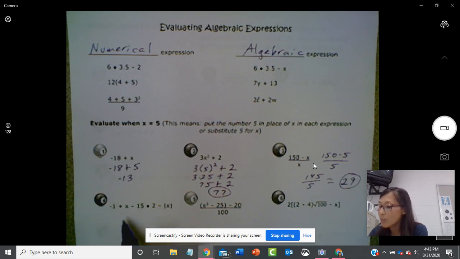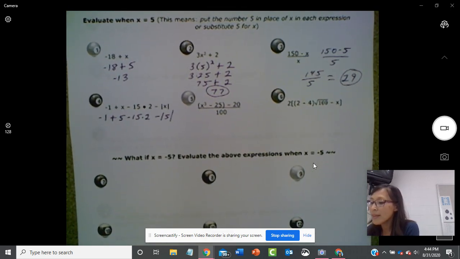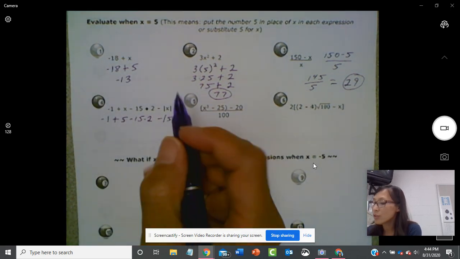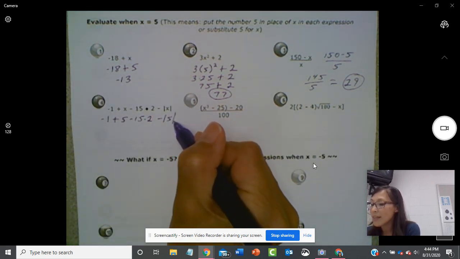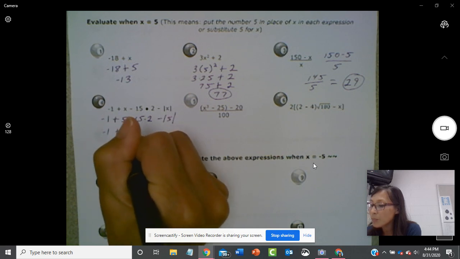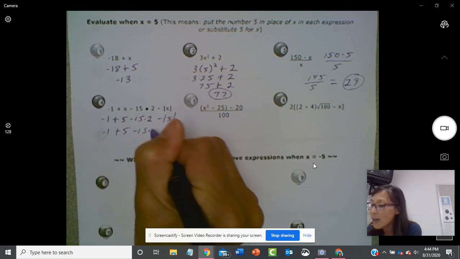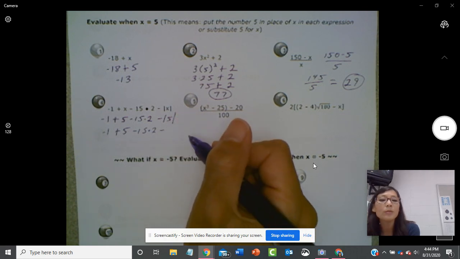Let's look at this situation. We have negative 1 plus x minus 15 times 2 minus the absolute value of x. So I'm going to first do substitution. Always rewrite your expression with the 5, or whatever the value of the variable is, first. And then after you rewrite your expression, then you can simplify. And so I'm going to go ahead and do my grouping symbol, which is the absolute value of 5. So I have negative 1 plus 5 minus 15 times 2 minus, what is the absolute value of 5?